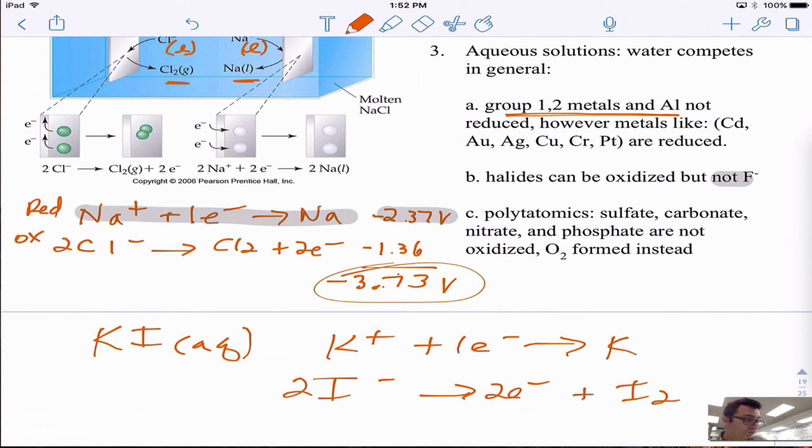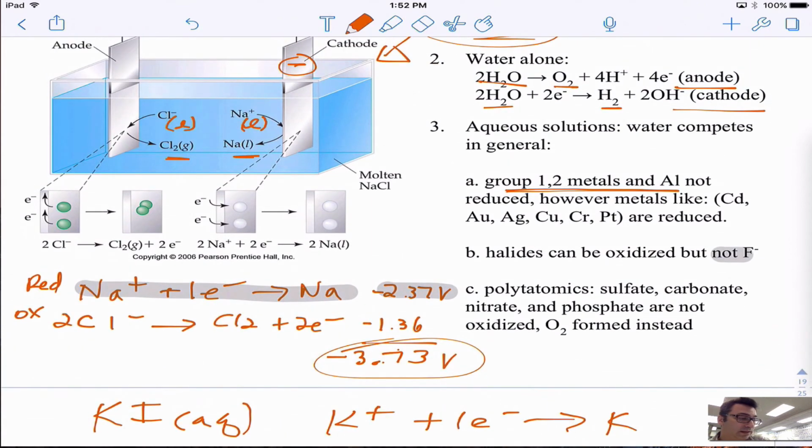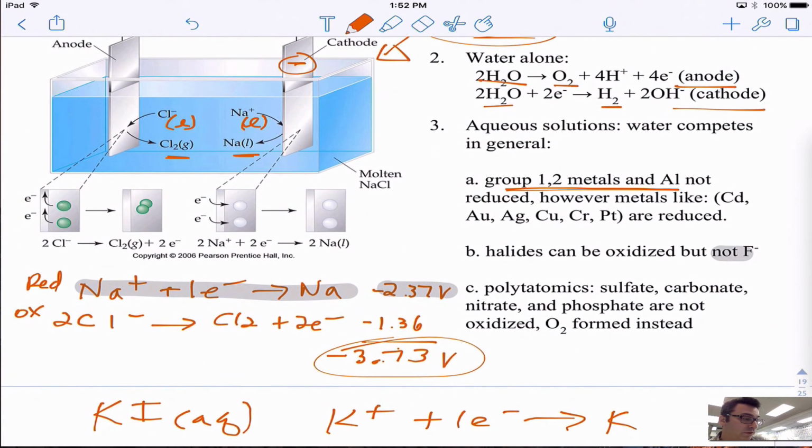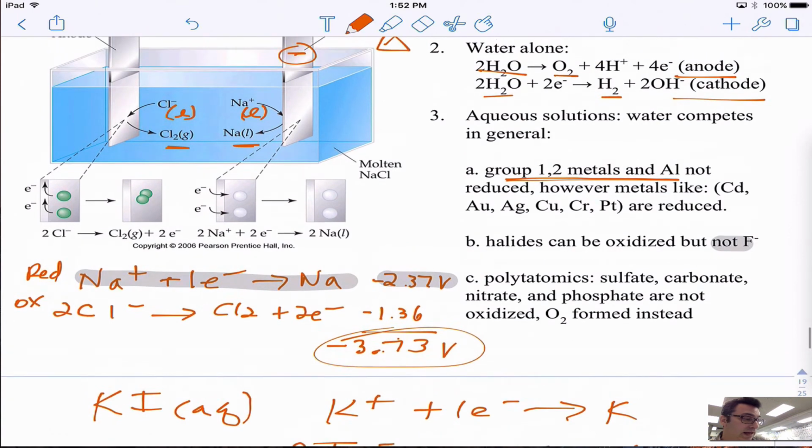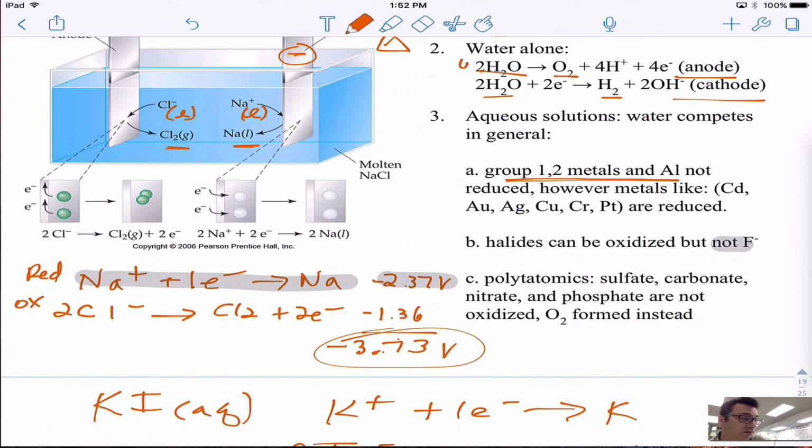Now, we'll look up the voltages of the K and the I2 and see what they are. But we also have the water competing, and the water could be forming either oxygen, like we have up here, or hydrogen. So I'm going to pause the video for a second, look up all the voltages and rewrite those equations, and then show you what gets oxidized and what gets reduced.